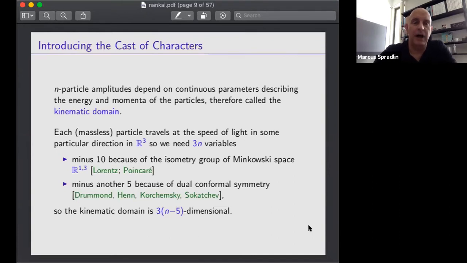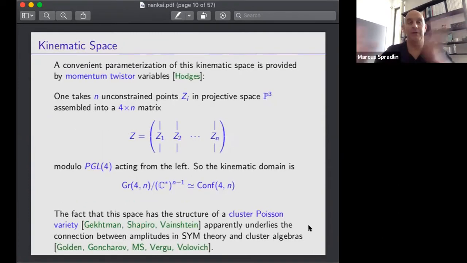Okay, now, although physicists think about these variables in terms of energy and momentum, it's better to expose the mathematical structure. It's better to use a different parametrization of this space. I'm not going to explain how these are related to energy and momentum, but I'll just recall Anastasia already gave the basic definition of this.